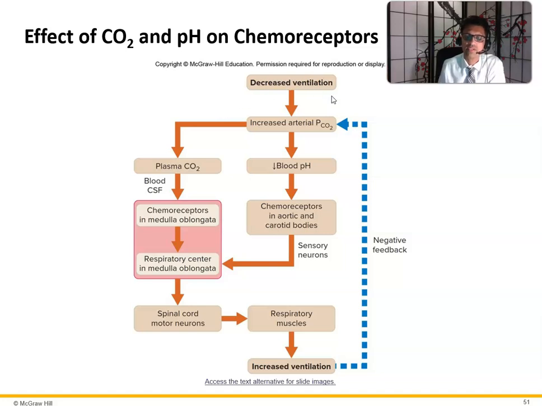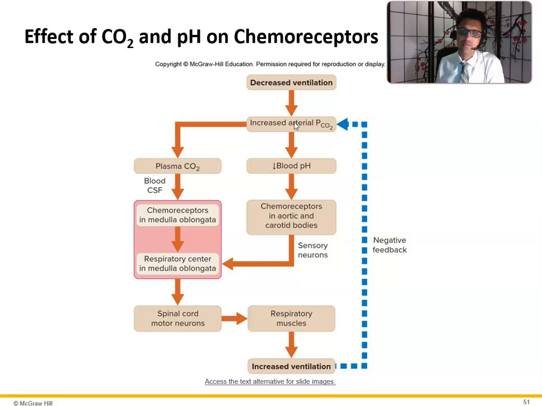So if I decrease ventilation, breathing less, well, if that's the case, I'm going to have an increase in carbon dioxide. My blood pH is going to go down. Chemoreceptors in the aortic and carotid bodies, sensory neurons, okay, they're going to go to the respiratory center in the medulla oblongata. Then it's going to tell the spinal cord and motor neurons to stimulate the respiratory muscles, and we're going to breathe faster. Okay, so basically, if you follow that pattern.